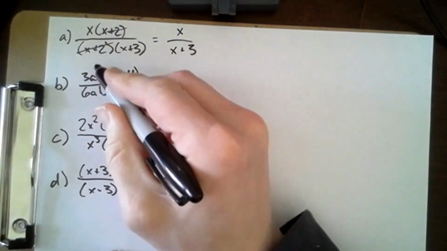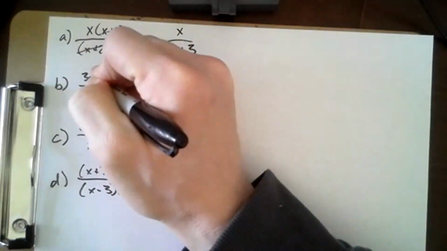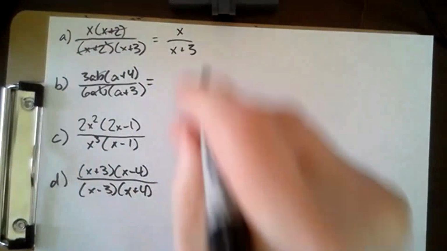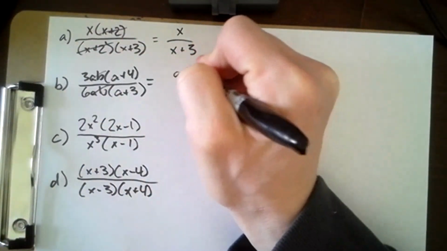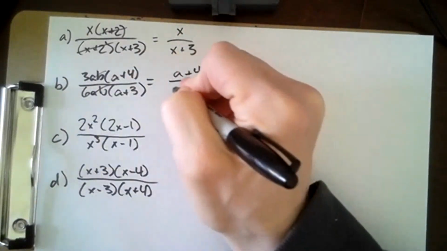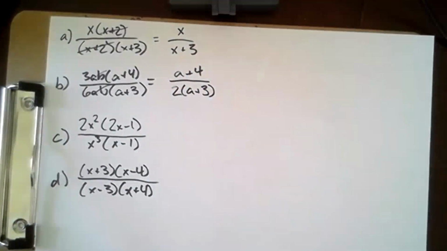Next, we've got 3ab times a plus 4 over 6ab times a plus 3. Well, our ab's in the numerator and denominator are going to cancel. That's no problem. And then we've got that 3 over 6, and we can divide each of them by 3. 3 divided by 3 is 1. That leaves us with an a plus 4 in the numerator. 6 divided by 3 is 2 times a plus 3 in the denominator.